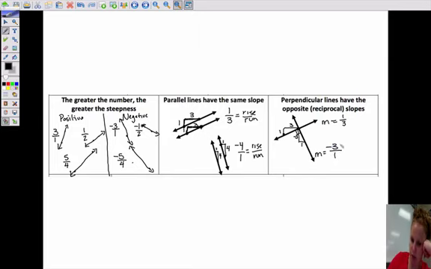And reciprocal just means in a fraction you flip the fraction. So here the reciprocal of 1/3 is negative 3 over 1. Here the reciprocal of negative 4 over 1 would be positive 1/4. Okay? Over here the reciprocal of 5/4 would be negative 4/5. So perpendicular lines have opposite slopes.